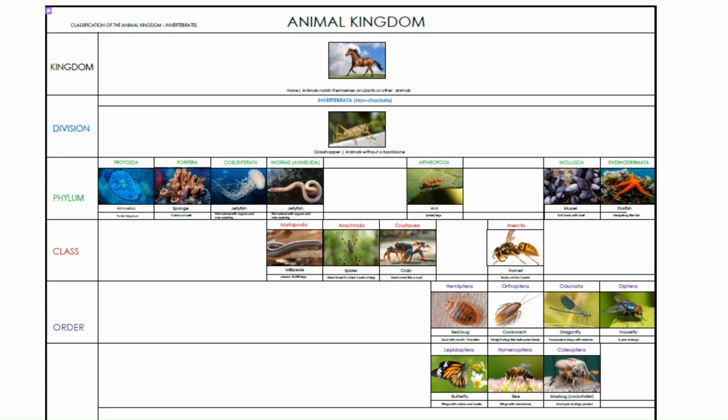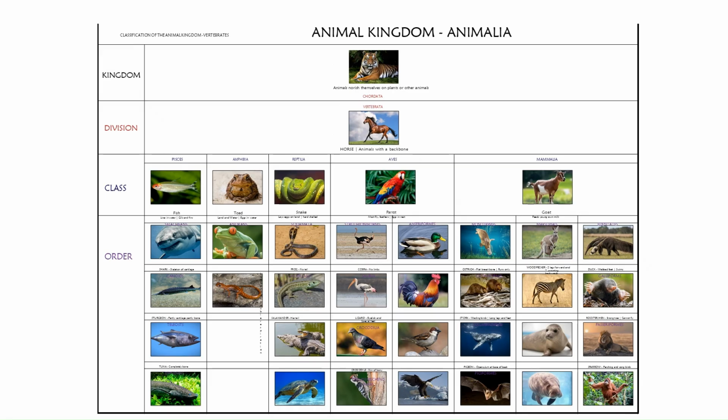This is a chart of the first classification of the animal kingdom, invertebrates. You can see the kingdom, division, phylum, class, and order here. We offer this in a very systematic way. This is a classification of the animal kingdom vertebrate chart. And here you can see kingdom, division, class, and order of these animals. We are just considering a few animals, so it is for the child to find and research about more animals.